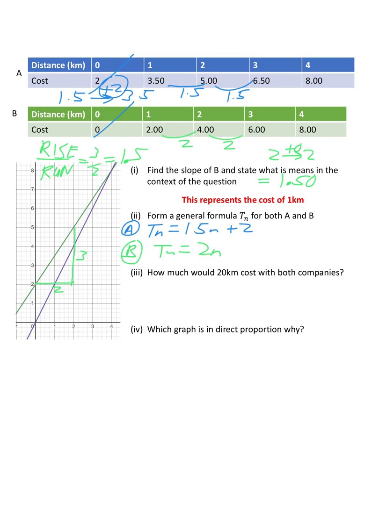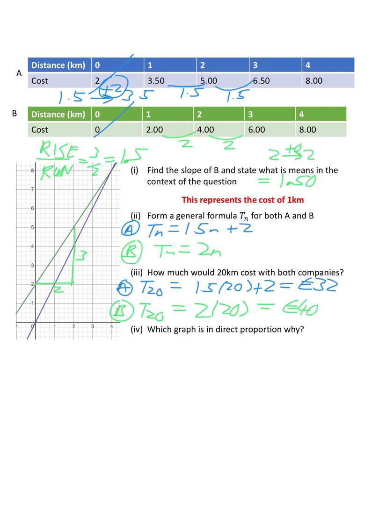Now, part 3 then, how much would 20 kilometres cost in both companies? So for A, I'm going to sub 20 into that one. So 1.5 times 20 plus 2. And that is equal to €32. Now for B, so 20th term, let's sub in 20 instead of n. So we'll have 2 times 20, and that's going to equal €40. So a lot more expensive, company B.